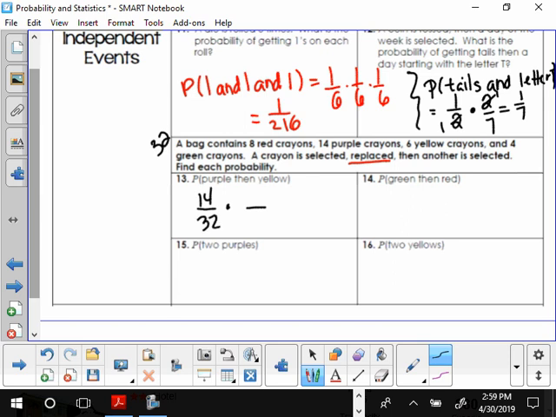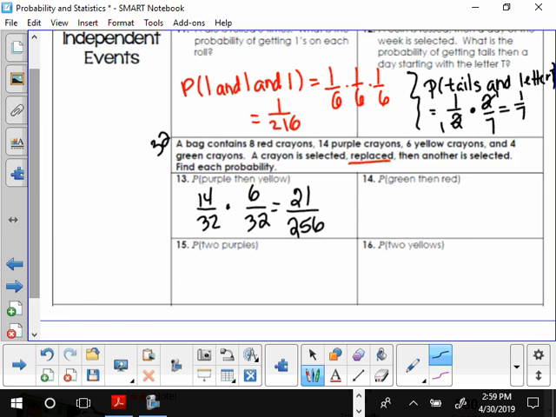I pull it out, I look at it, I put it back. Now what's the probability of getting a yellow? 6 over 32. And all that's left is a little multiplying, a little reducing. If you want to go ahead, you're going to get 21 over 256. 21 divided by 256 if you reduce it.